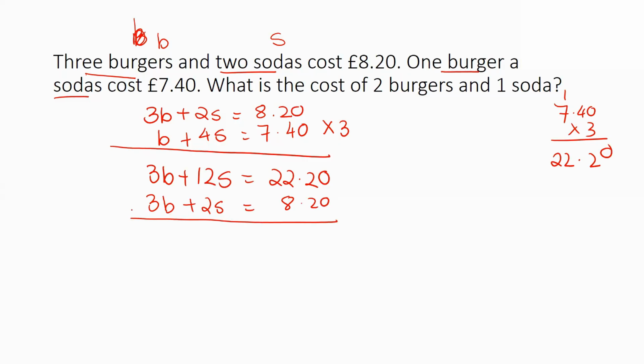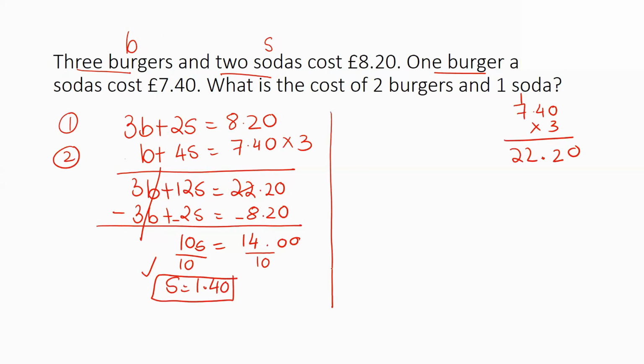So in this case, if I subtract all of these terms, I can get rid of that term, and this equals 10s equals 14. And if I divide that by 10 on both sides, we will have s equals 1.4. And I can go on to find b. This is called substitution. We are substituting the value of s there.